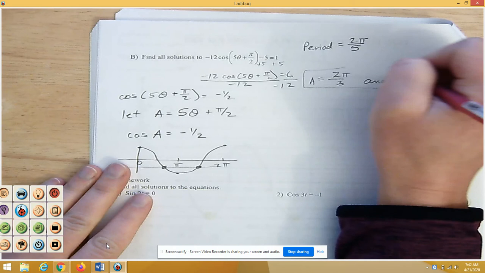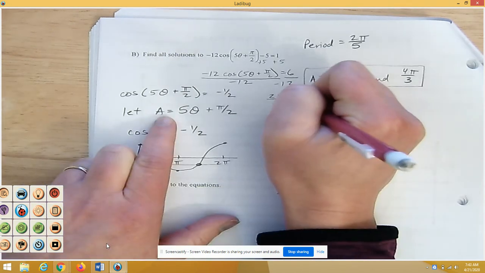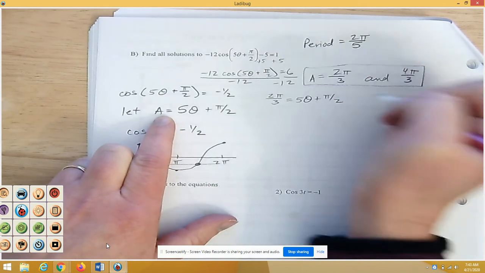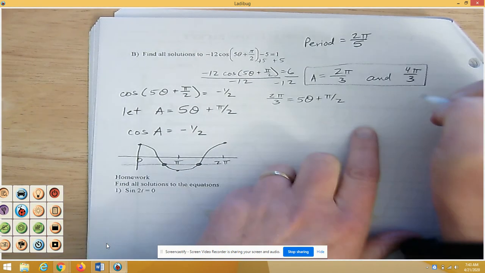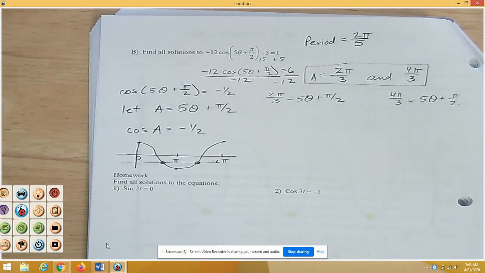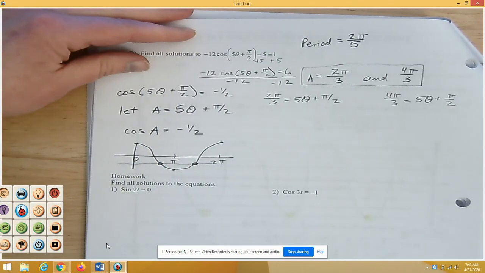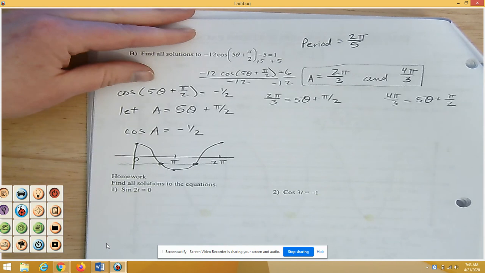So I have 2 pi over 3 equals 5 theta plus pi over 2. And I have 4 pi over 3 equals 5 theta plus pi over 2. If you're feeling up to the challenge, by all means, go right ahead and solve those on your own. You can pause the video here and solve those 2 equations to see what you get and verify your numbers. The fractions are going to be a little bit of a pain to deal with here. I am going to need a common denominator as I subtract the pi over 2. I'm going to have to do that for both equations. So I'm loving that right now.